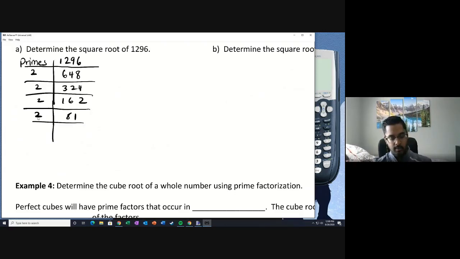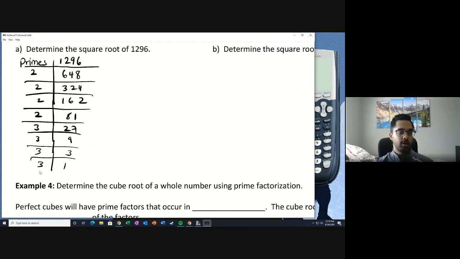Now we're into the odd numbers. I can't use 2 anymore, but I could use 3. And that will give us 27. 3 again as a prime number would work. That'll give us a 9. One more 3 will leave us with a 3, and our final prime factor of 3 comes out to give us that 1, which we want in the end.